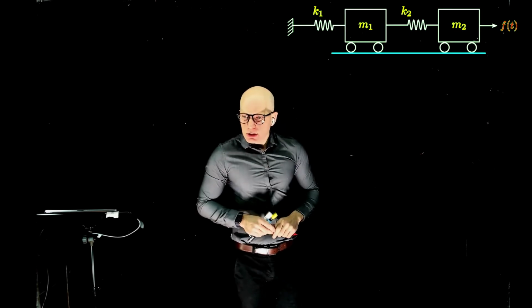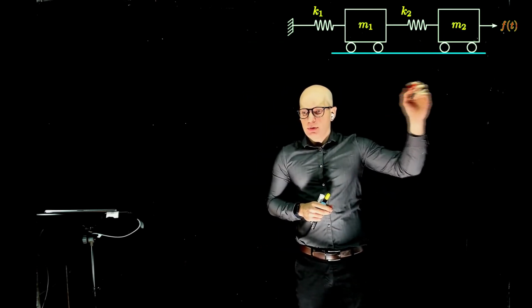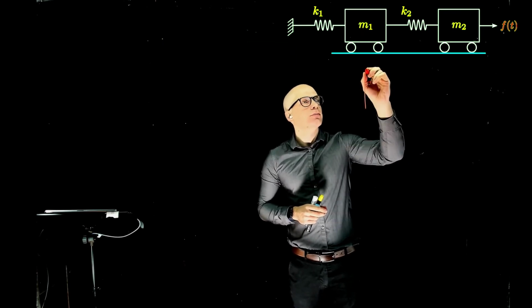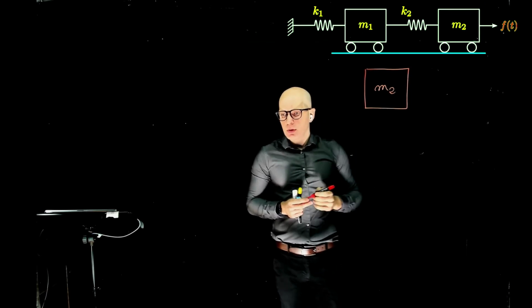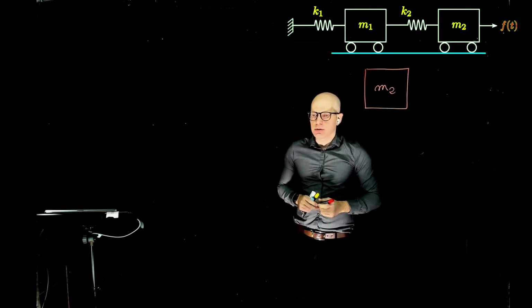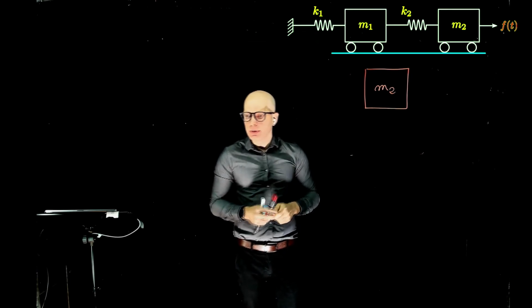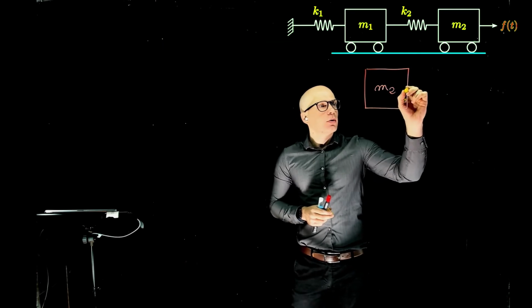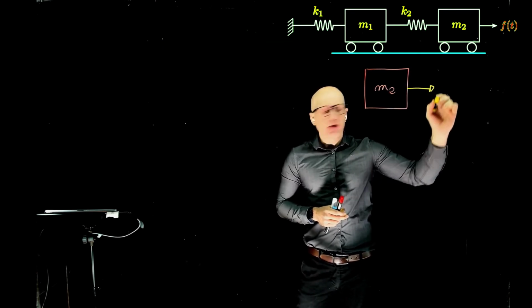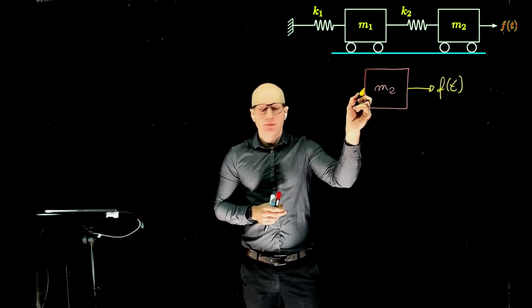All right, so let's start with mass 2. We can create the free body diagram for mass 2. So this is mass number 2. What forces are acting on this mass? Let's put all of them here. The spring and F_T. So we have F_T, and we have the spring.